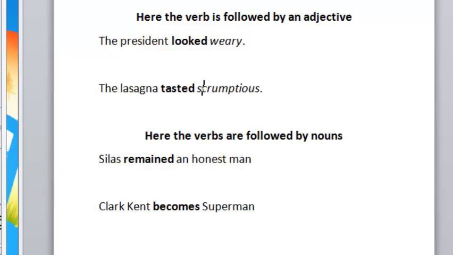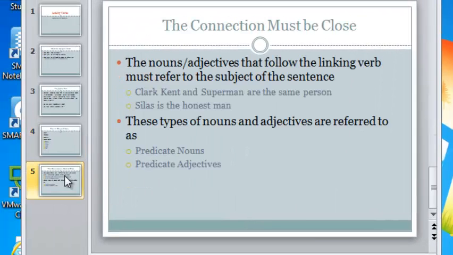If we just come back here for one more little note. It is important to emphasize that the connection between the adjective and the subject of the sentence must be close. The nouns or adjectives that follow the linking verb must refer to the subject of the sentence. Just to recap, Clark Kent and Superman are the same person. Silas is an honest man. These types of nouns and adjectives are referred to as predicate nouns and predicate adjectives. So that pretty much wraps up linking verbs for us.